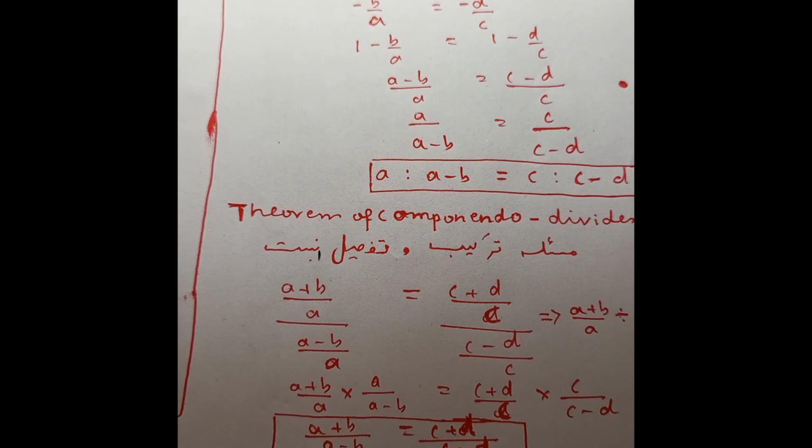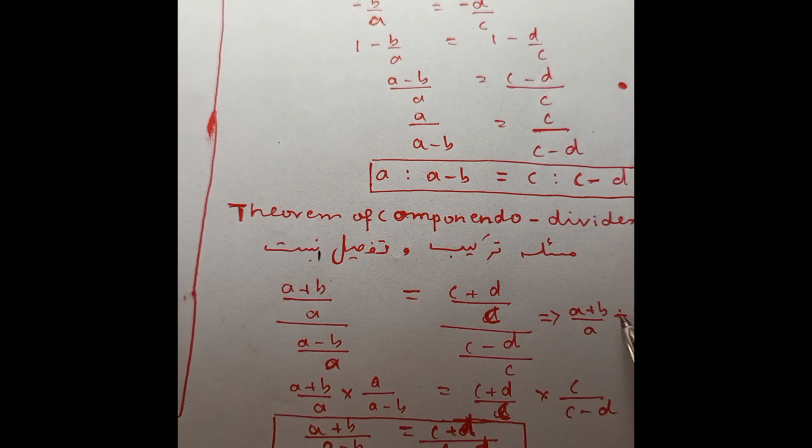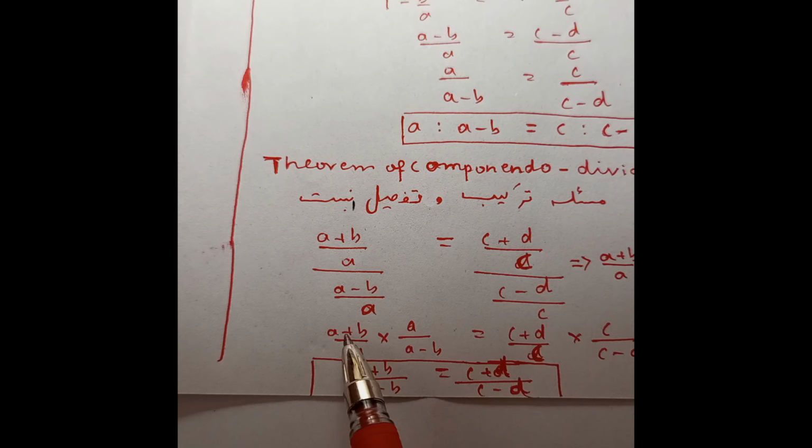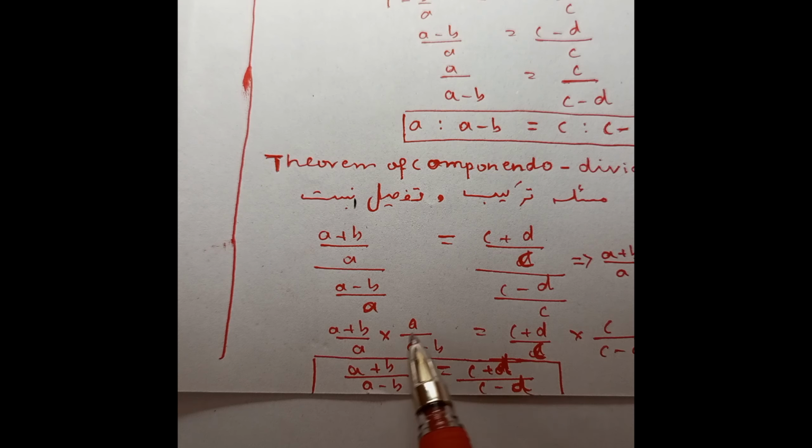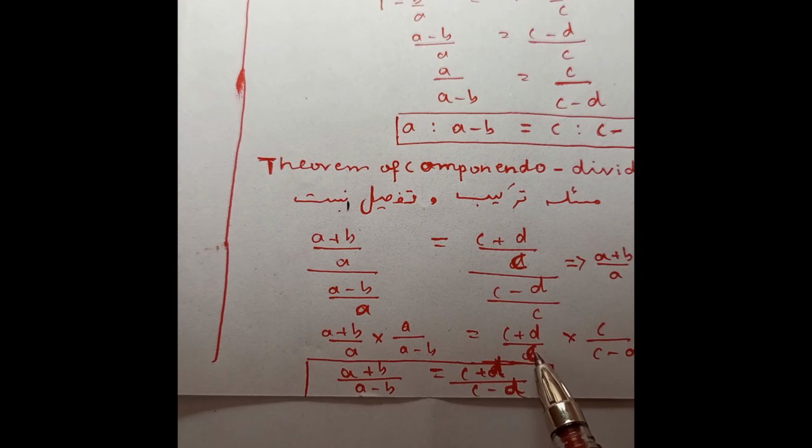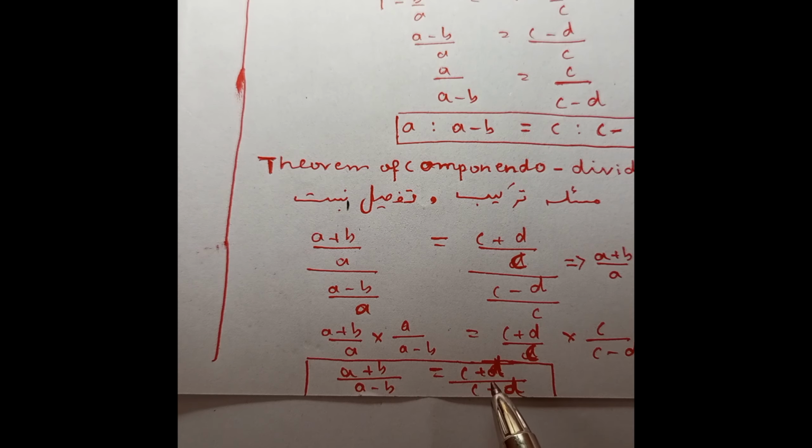Student, we know that if we change the sign of division to the sign of multiplication on both sides, then we have to invert this ratio A minus B over A here and this ratio C minus D over C here. So we get A plus B divided by A multiplied by A divided by A minus B is equal to C plus D divided by C multiplied by C divided by C minus D. Student, here A is cancelled, here C, and finally we get A plus B divided by A minus B is equal to C plus D divided by C minus D.